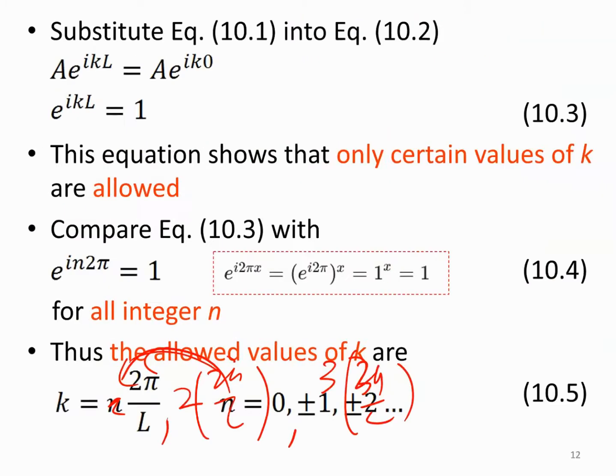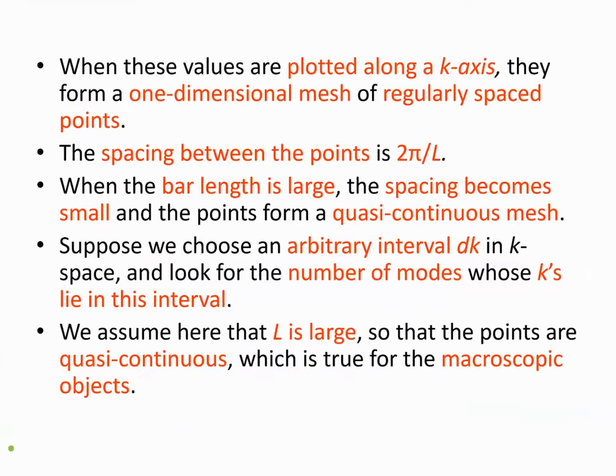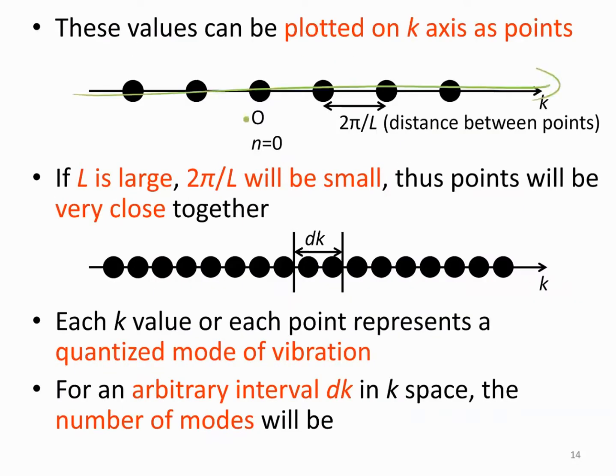So just now remember we have k equal to n2π over L, then n equal to 0, 1, 2, 3, 4 up to infinity. So we plot this on the k axis. When n equal to 0, we get 0. When n equal to 1, we get 2π over L. When n equal to 2, we get 2 times 2π over L. When n equal to 3, 3 times 2π over L, and so forth and so on.